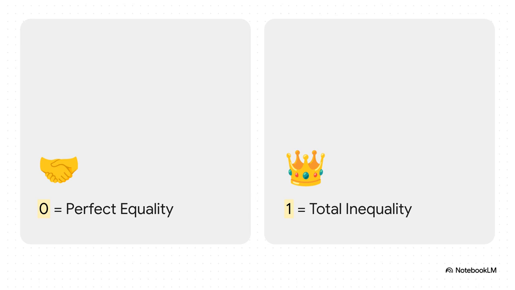Now, here's a tool you don't really calculate yourself, but you absolutely need to know how to read it. It's the Gini coefficient, and it measures income inequality. Think of it as a scale from 0 to 1. 0 is perfect equality. Everybody earns the exact same. 1 is total inequality. One person has all the money. It's a super quick snapshot of how wealth is spread out.